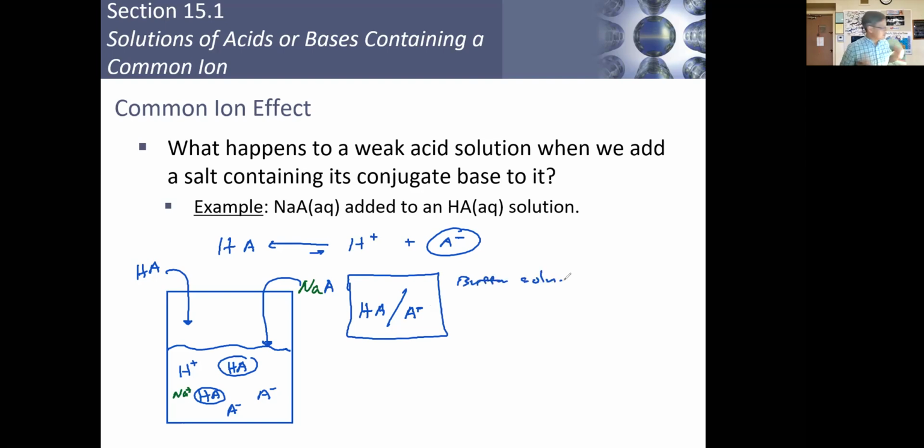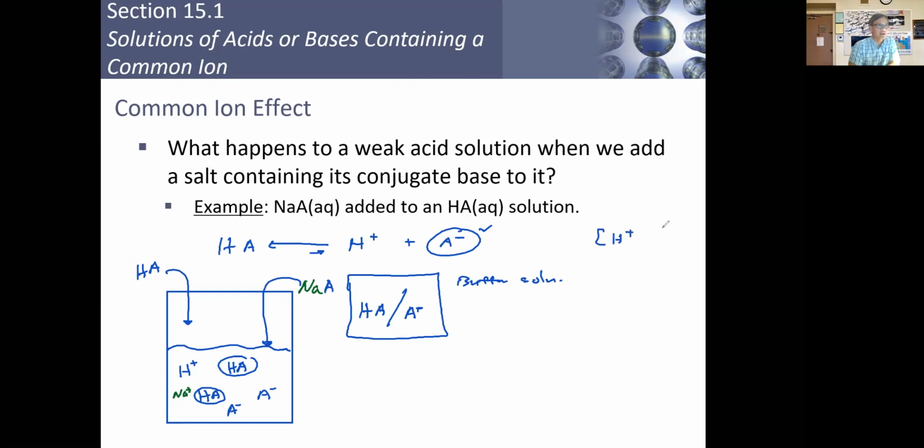However, if you add sodium A into this, what do you think would happen? Imagine what would happen to this equilibrium if we added more of the anion, more of the conjugate base. Do you see that the equilibrium is going to shift towards the left? If it shifts to the left, we're going to reduce the amount of hydrogen ion that forms. So as we add in more of the anion, we shift the equilibrium back towards the left, and therefore the hydrogen ion concentration goes down.